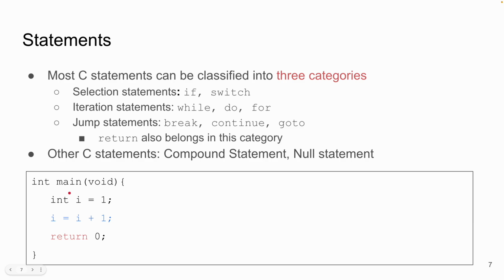So of course, there are other kinds of C statements. We have compound statements, we have null statements, but we will talk about them when we encounter them. But now you just need to know, for most of the C statements, we can classify them into these three types. And today, we're going to focus on selection statements.